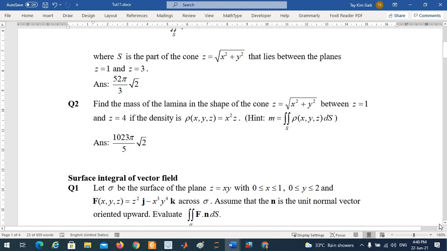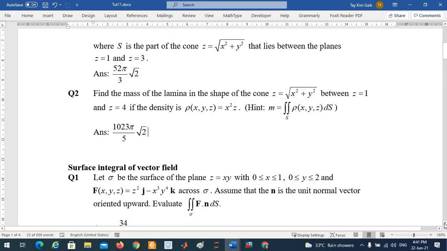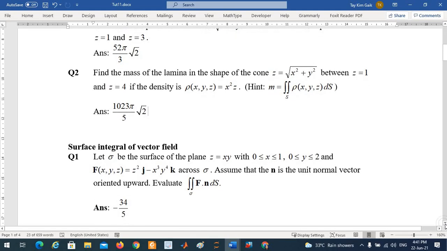So let sigma be the surface of the plane z equal to xy, bounded by x from 0 to 1, y from 0 to 2. And the vector field is given by F(x,y,z) = z squared j minus x cubed y to the power 4 k across sigma. Assume that n is a unit normal vector oriented upward. If you download the tutorial question, I already changed it to upward, because outward can be up or down. Then evaluate the surface integral of the vector field.